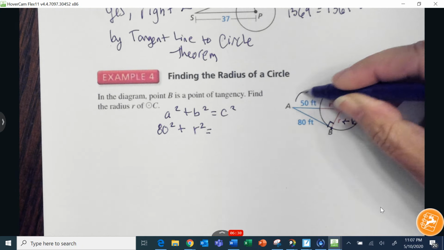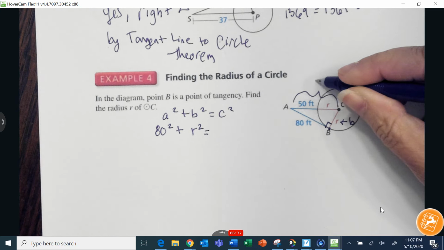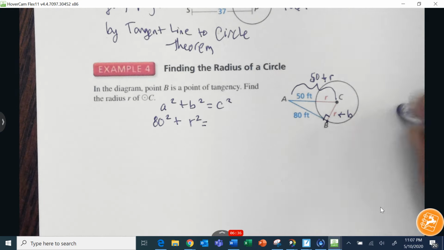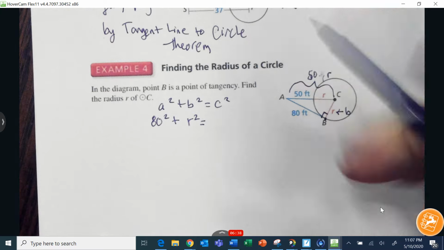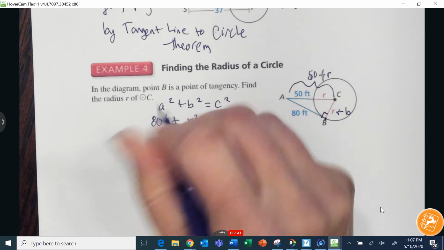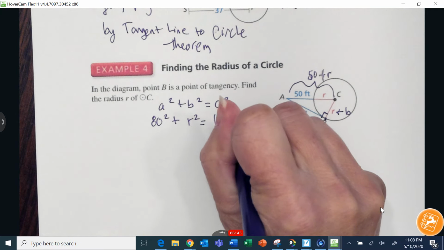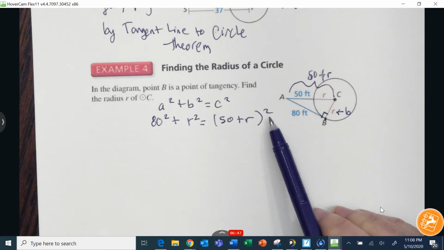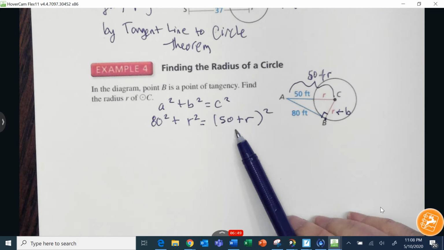And my C would be 50 plus R. That was really messy, sorry. 50 plus R. So over here I'm going to put 50 plus R, and then I have to square that. Now I have to square the quantity, so that gets written in parentheses.